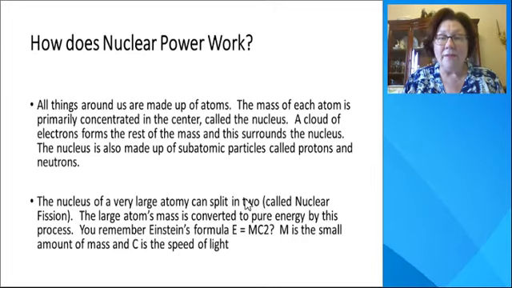So the nucleus of a very large atom can split into two. This is called nuclear fission. The large atom's mass is converted to pure energy by this process, and it produces a tremendous amount of energy. So you remember Einstein's formula, E equals mc squared. So m is the small amount of mass, and c is the speed of light.